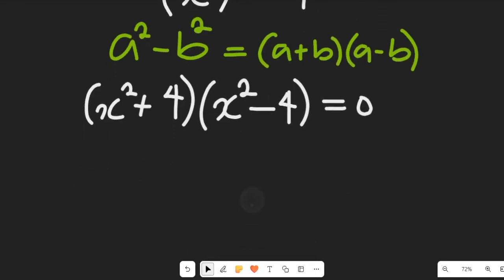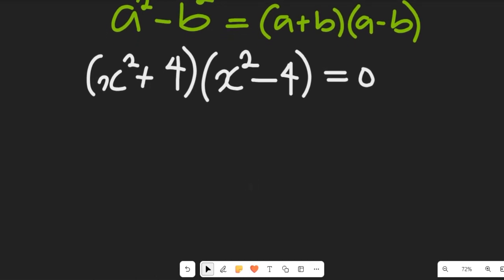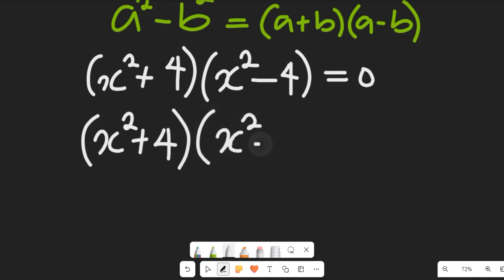Great. Now, having seen this, we can simplify the second part of this expression. Remember that 4 can be equal to 2 to the power of 2, right? So we can make that expression now become x squared plus 4, and this will be x squared minus 2 squared, and this will be equal to 0.